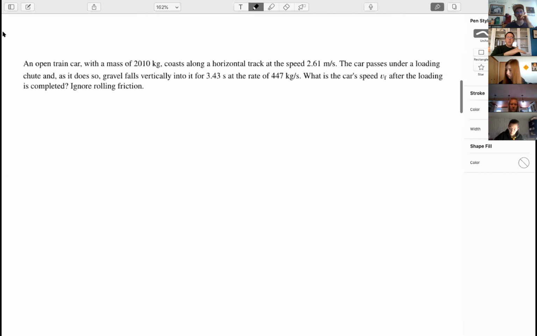passes under a loading chute. Do you guys know what that looks like? I grew up right next to a train track, like a block away. So for me, I know what that looks like. So the idea is, you've got a train car.